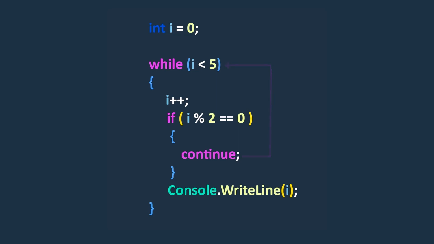On the other hand, when i is not divisible by 2, the number is displayed in the terminal. As a result, only the odd numbers 1, 3, and 5 are printed.